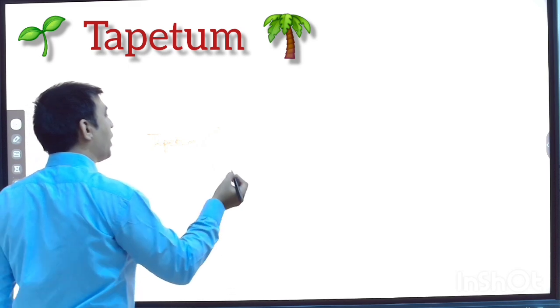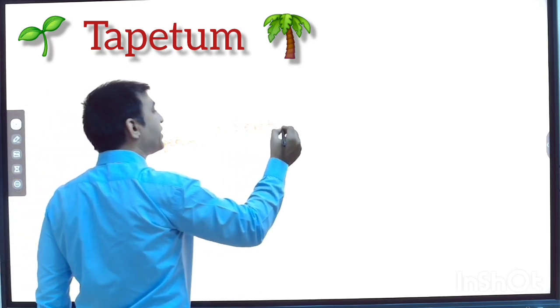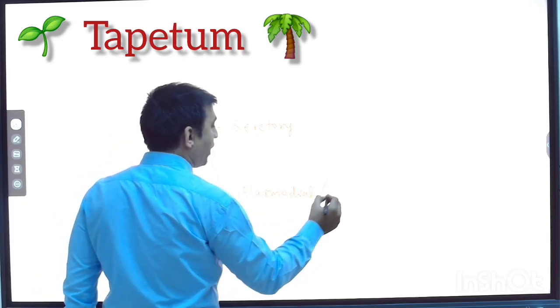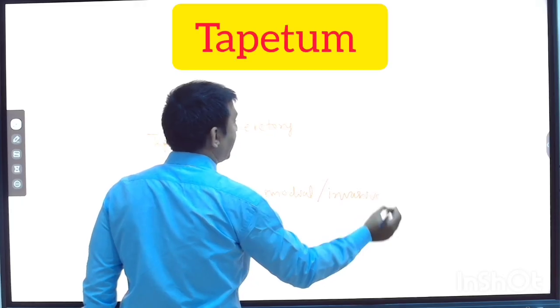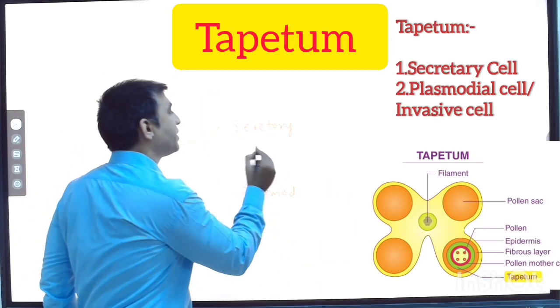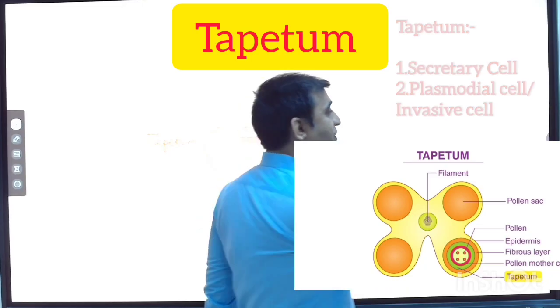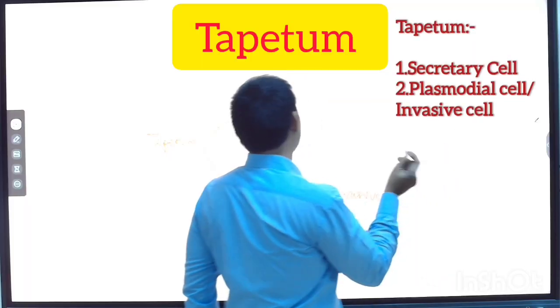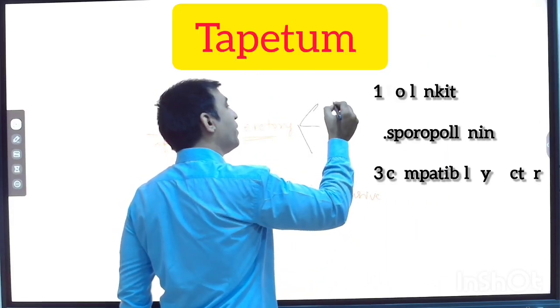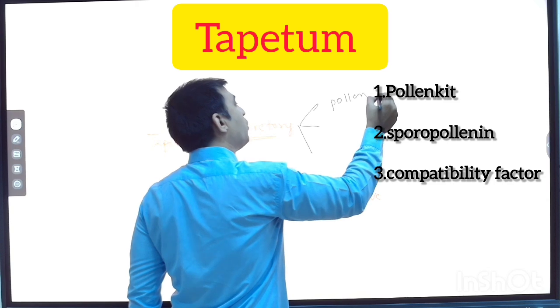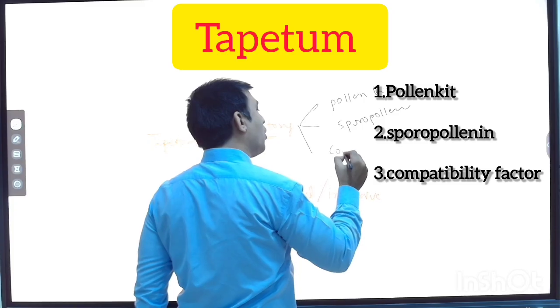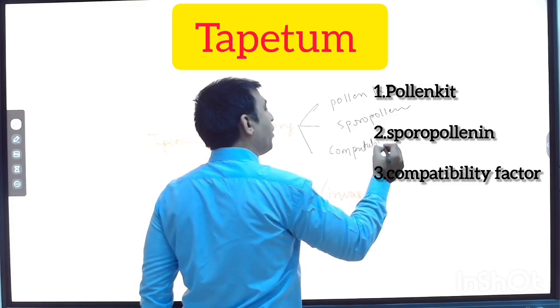You see the structure of this tapetum. In the tapetum, there are two kinds of cells. One is called the secretory cell, and the other is the plasmodial or invasive cell. Secretory means, as the name suggests, it will produce a secretion. Which kind of secretion? A secretion which will help in pollen germination. It has pollen kit, then sporopollenin, and then compatibility factor.